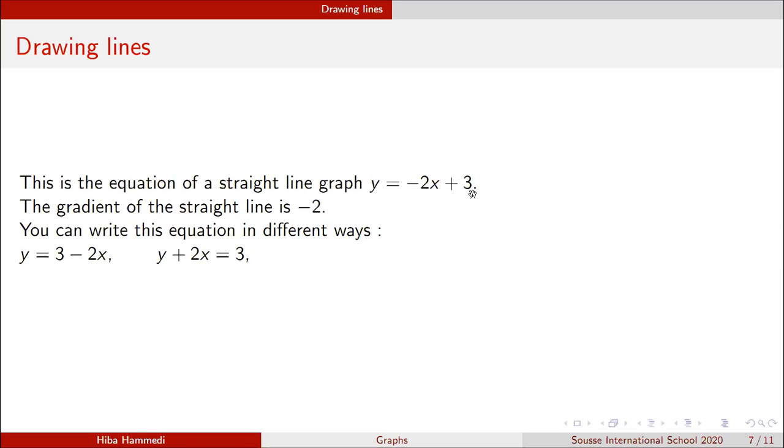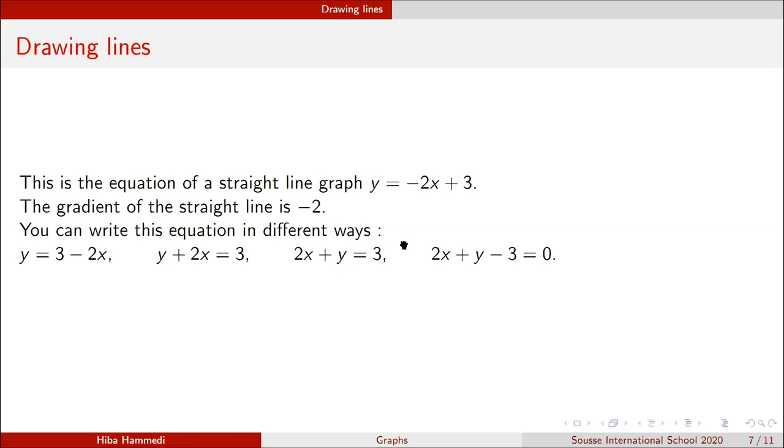I can write it as y plus 2x is equal to 3. So I'm just sending this negative 2x to the other side with the opposite sign, and I will get that y plus 2x is equal to 3. I can write it as 2x plus y is equal to 3. So I'm just flipping the order here. I can write it as, I will move everything to the same side, so 2x plus y minus 3 is equal to 0. So all of these are possible ways of writing the same equation.